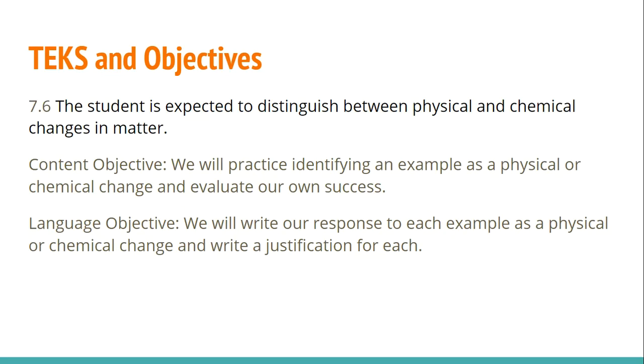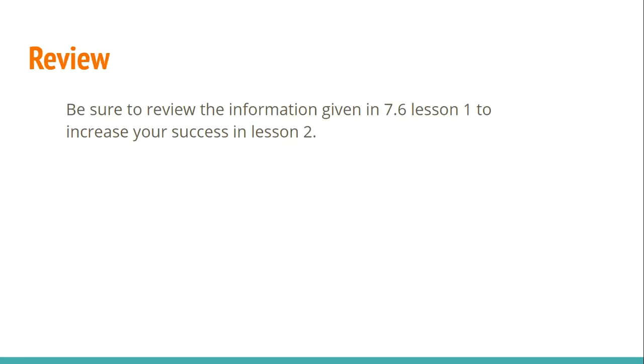The student is expected to distinguish between physical and chemical changes in matter. What this means is that we're going over the same type of information that was gone over in the first presentation. Be sure to review the information given in 7.6 Lesson 1 to increase your success in Lesson 2. What that means is, go ahead, make sure that you did Lesson 1 before you view this video Lesson 2.